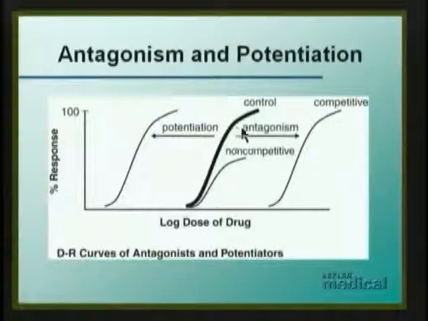There are two forms of shifts here. A pure shift to the right, giving rise to a curve that reaches the same height, would be due to what we call competitive antagonism. We explained this very well in biochemistry. In competitive antagonists, the drugs bind to the same site on the receptors and therefore compete with each other.